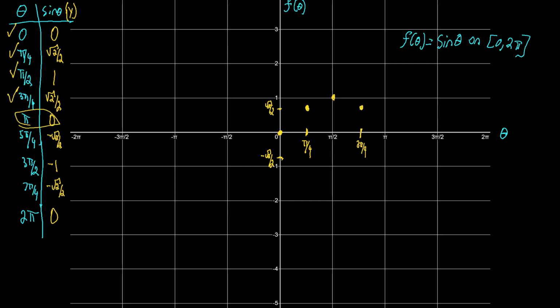Now at pi, we're going to have 0. So at pi, we had 0 again. So I went ahead and did that one. 5 pi over 4 is negative root 2 over 2, which I've already labeled. So here's negative root 2 over 2 at 5 pi over 4. We're at negative 1 at 3 pi over 2. At 7 pi over 4, we're back at negative root 2 over 2 again. So here's 7 pi over 4. We're back up here again. And then we're at 2 pi here at the very end.